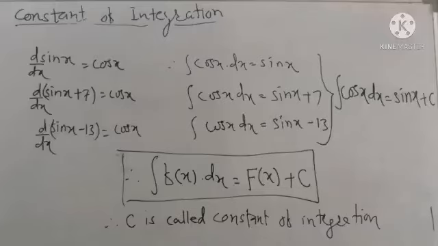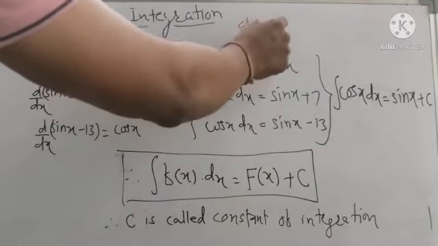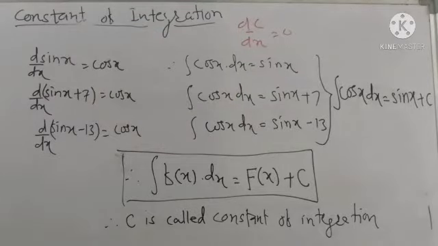Welcome. Today we are going to learn a concept called constant of integration. As we know, the derivative of a constant is always zero. The derivative of a constant with respect to x is always zero. So, if we take the derivative of sin x, it is cos x. For sin x plus 7, as it is addition, the derivative of sin x is cos x and the derivative of 7 is 0.